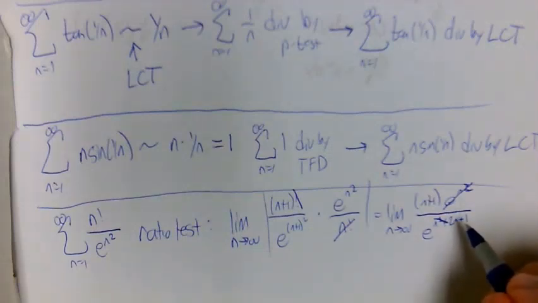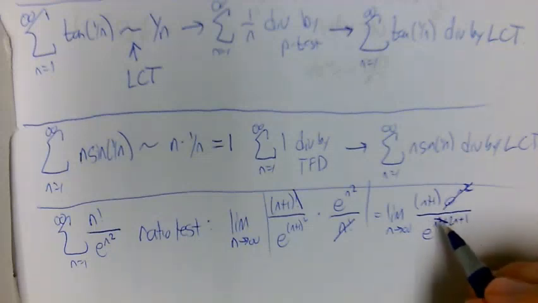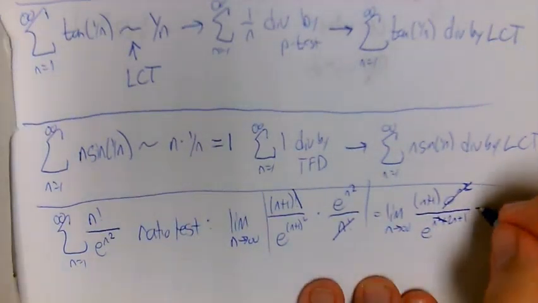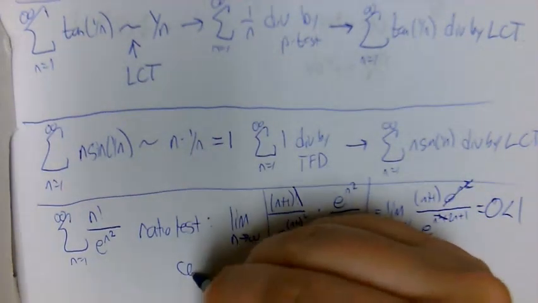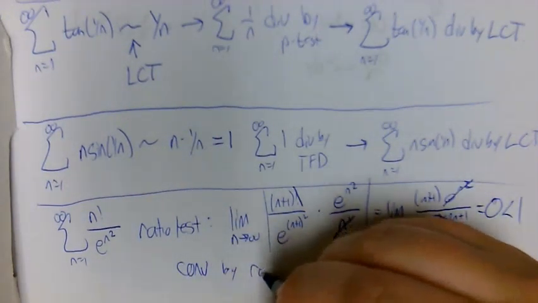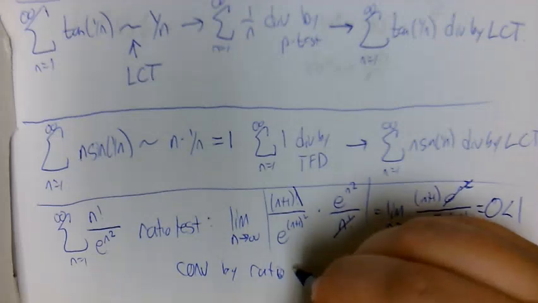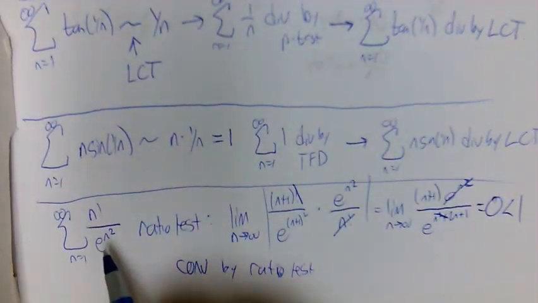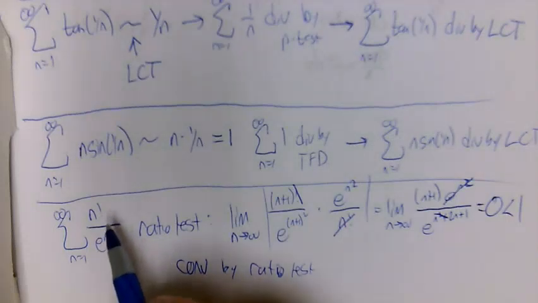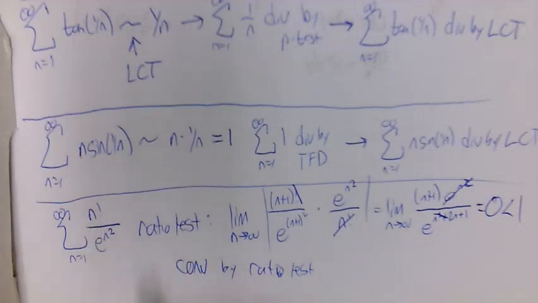So what's going to happen is that this exponential function will go to infinity faster than this polynomial, so we're going to end up with 0, which is less than 1. So this converges by the ratio test. Factorials are powerful, but they're not going to be as powerful as an exponential function where the exponent is itself a quadratic. That's going to end up beating out factorials.